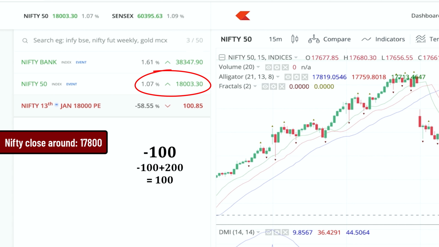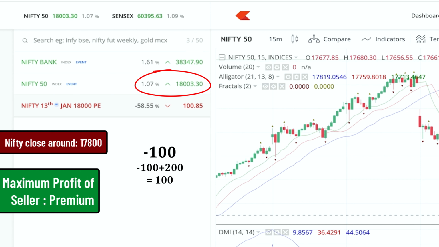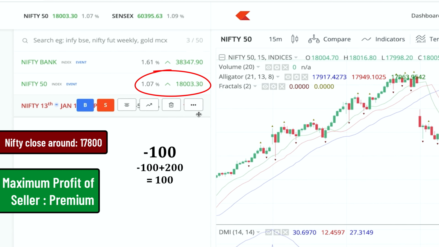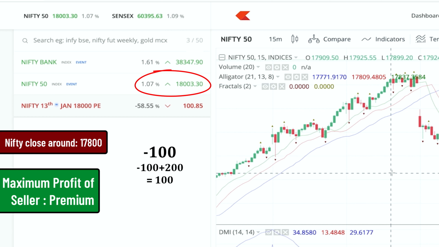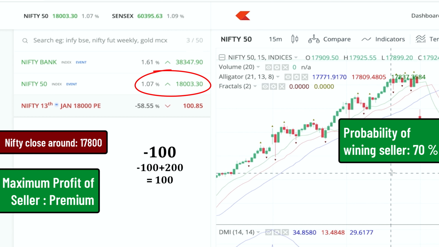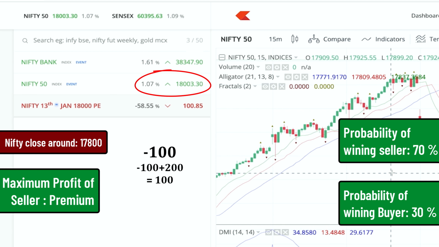So that's how buyer can make profit by purchasing put contract. But what about the profit of seller? The maximum profit of seller is premium. If Nifty price wouldn't go down, then the seller will take this premium. It's not refundable, right? So the maximum profit of option seller is 100, and the probability of winning of seller is around 70%, and the winning probability of put option buyer is around 30%.